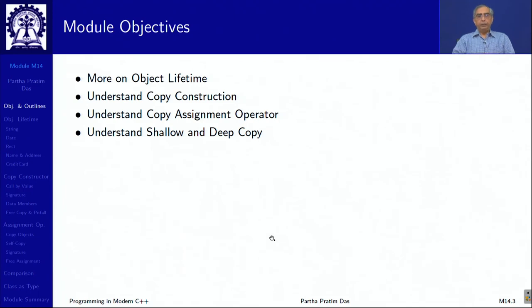In this module, we will take a couple more examples of object lifetime which you should practice, and we will primarily deal with the issue of copy. How do you make copies of objects, what does that mean in C++, and why is it important?